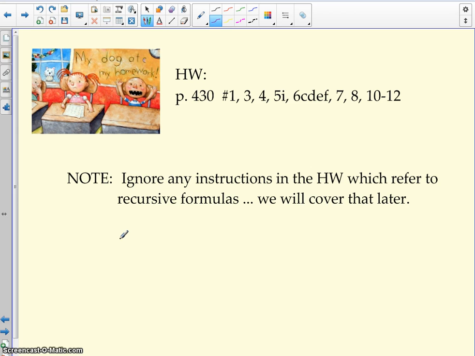Okay, so that's it. Again, in your homework, if you see anything involving the words recursive form, the recursive definition, ignore it for now. That's actually going to be covered in our next lesson. So don't worry about it right now. We'll do it in the next homework. Okay, that's it. That's all.